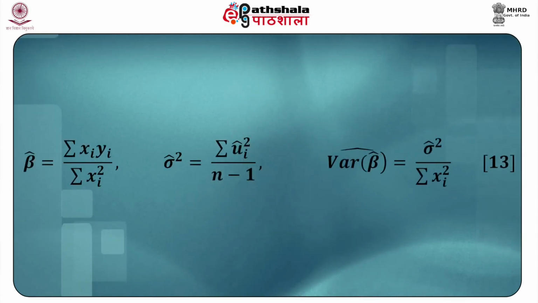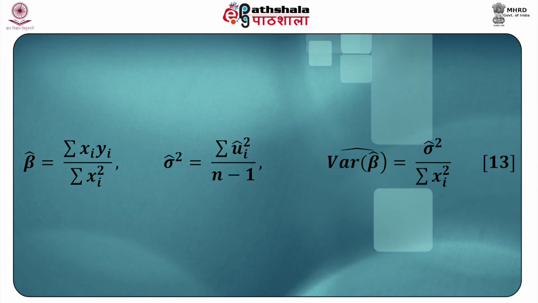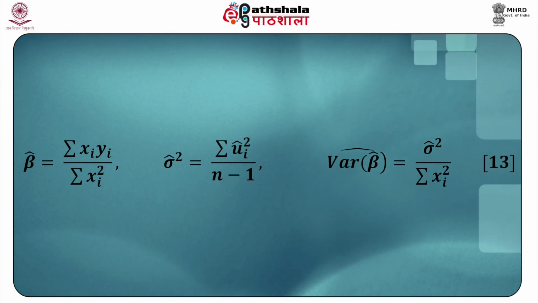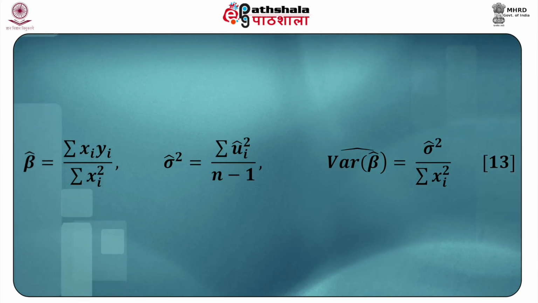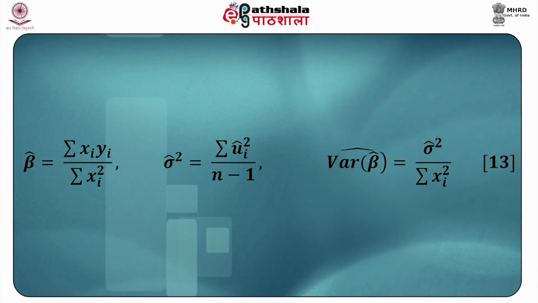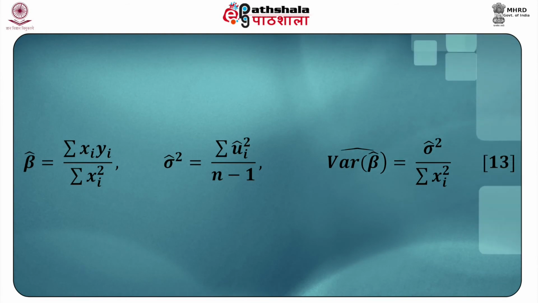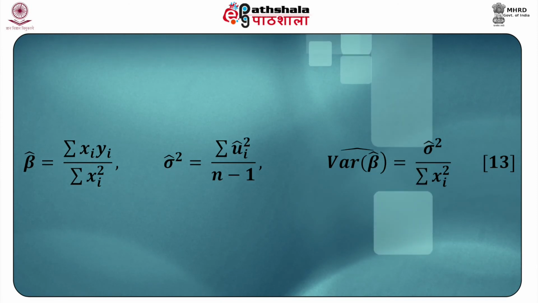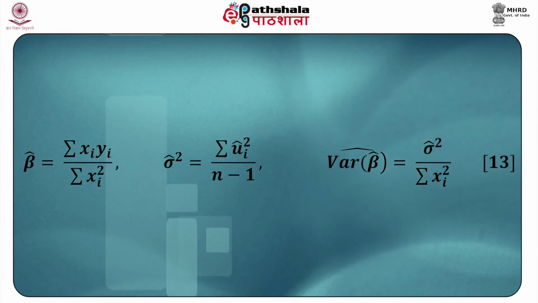homoscedasticity. The OLS procedure indeed assumes that w_i is equal to 1 for all observations and yields the estimate beta hat equal to sigma x_i y_i upon sigma x_i square, and sigma hat square is proved to be equal to sigma mu_i hat square upon n minus 1. Variance of beta hat estimate is equal to sigma hat square upon sigma x_i square. This is our 13th equation.